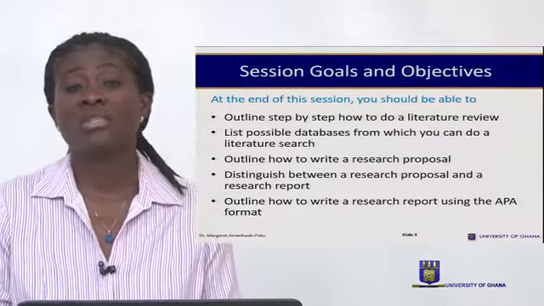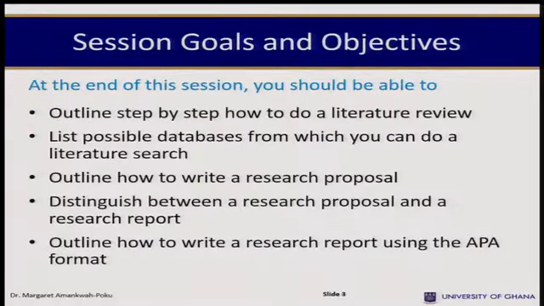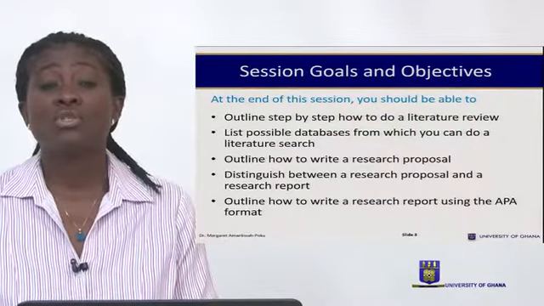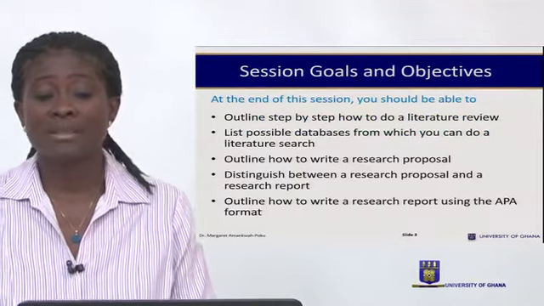So by the end of this session, you should be able to outline step by step how to do a literature search. You should be able to list possible databases from which you can do a literature search as a psychology student doing research in psychology. You should be able to outline how to write a research proposal, and you should be able to distinguish between a research proposal and a research report. Finally, you should be able to outline how to write a research report using the APA format.